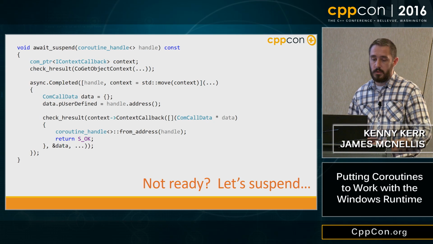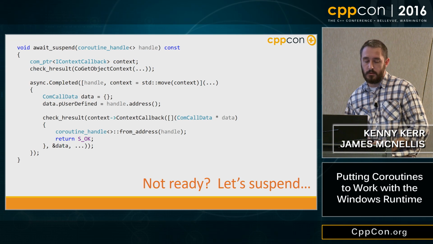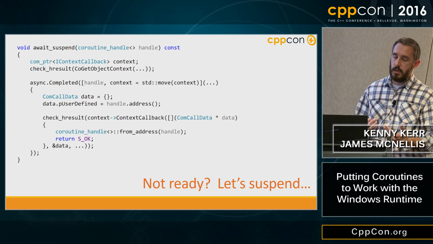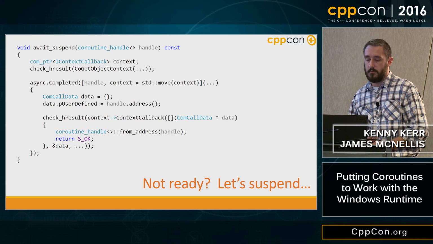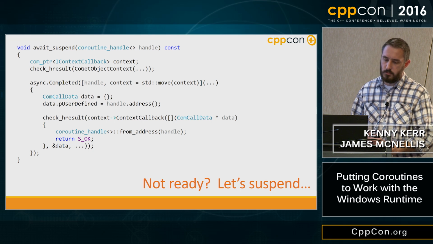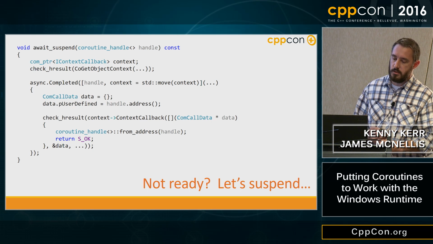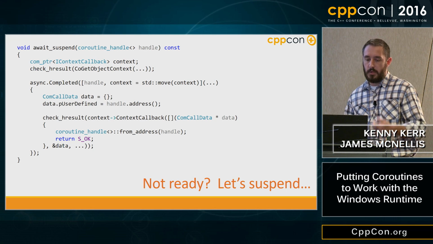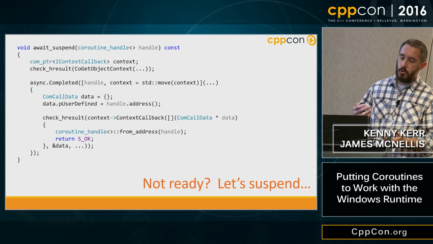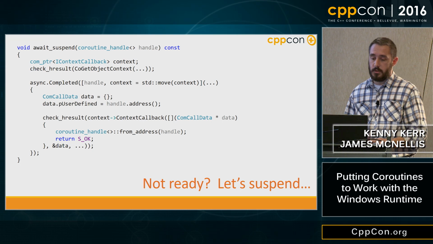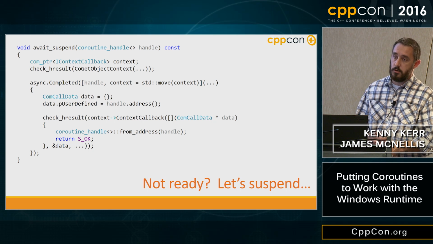Not ready, well, this is where it gets a little bit more interesting. Await suspend: we want to make sure that we can capture the calling thread context. So we call this co-get-object-context function. It's not a great name for the function. We're really capturing the thread context, not the object context. But that IContextCallback interface allows us then to call another stateless lambda at some future time to then throw some work back on that originating context.